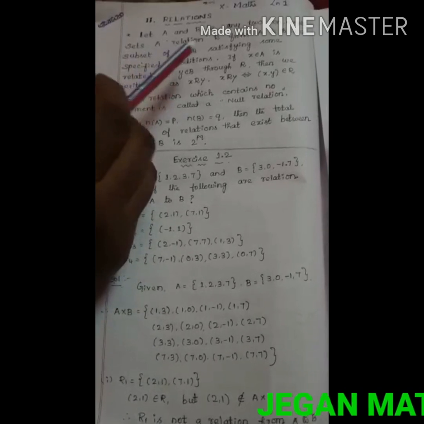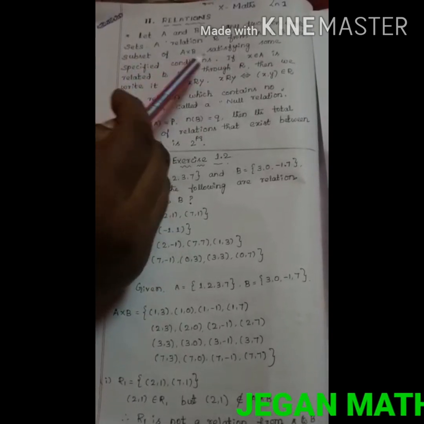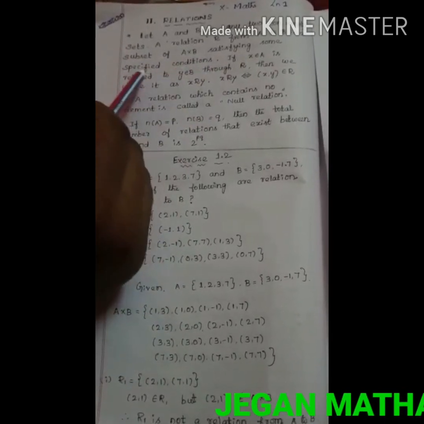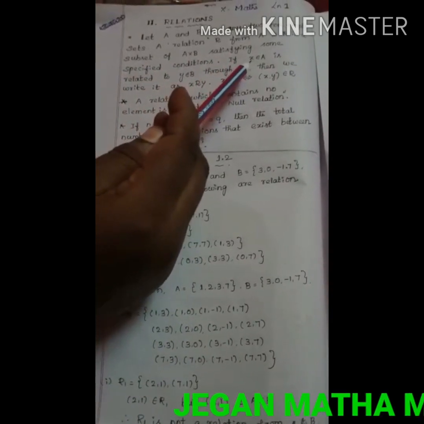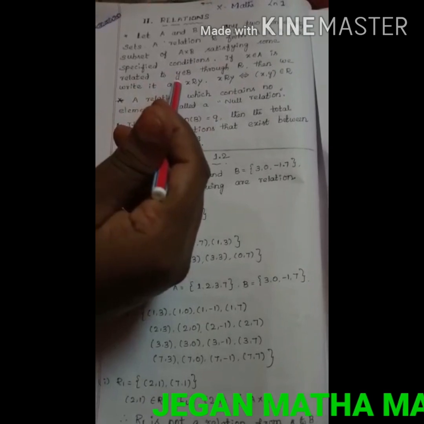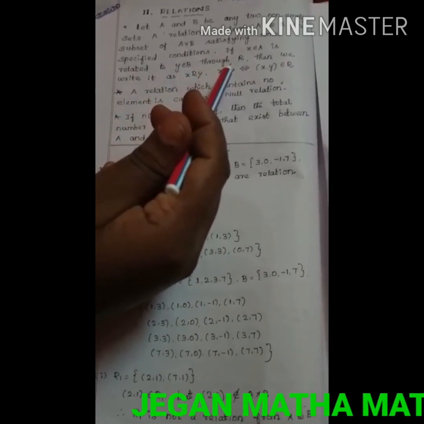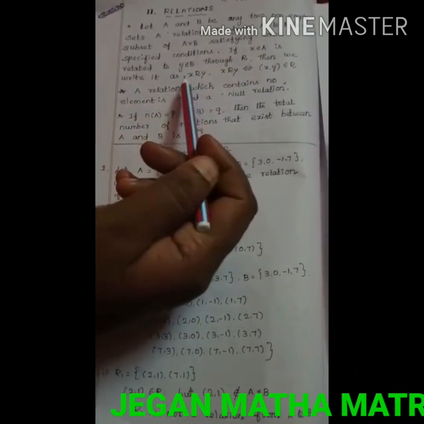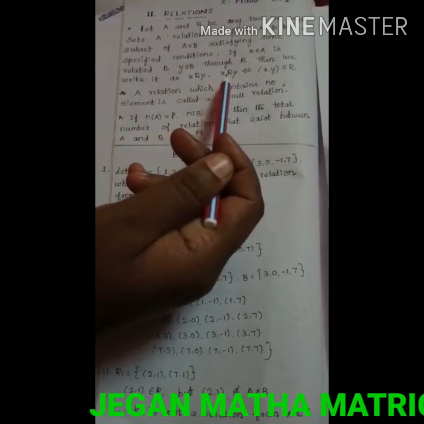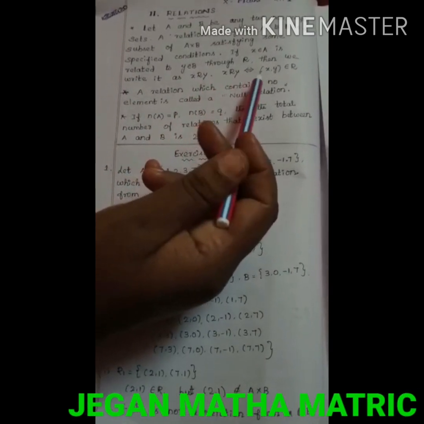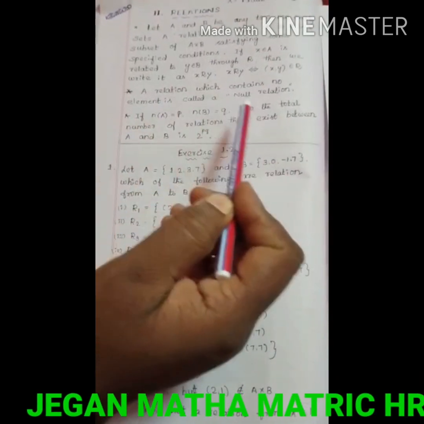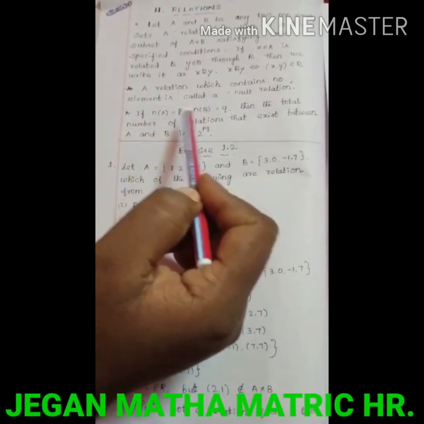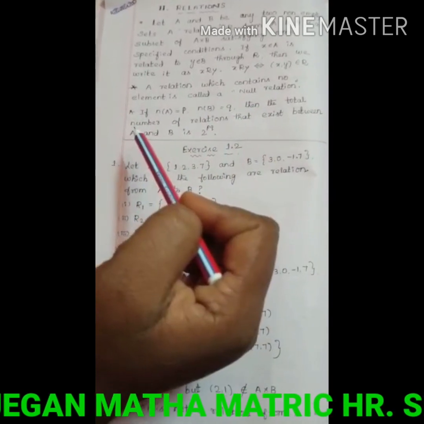A relation R from A to B is a subset of A cross B, satisfying some specified conditions. If x belongs to A is related to y belongs to B through R, then we write it as x R y if and only if (x, y) belongs to R. A relation which contains no elements is called a null relation.